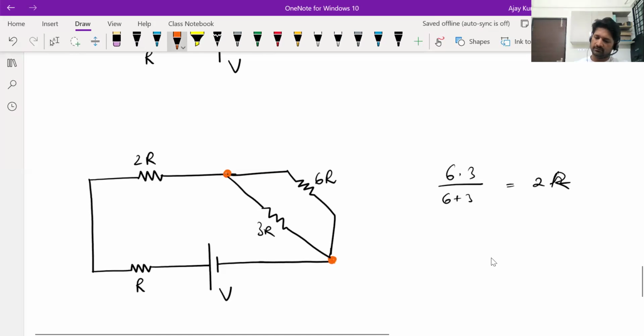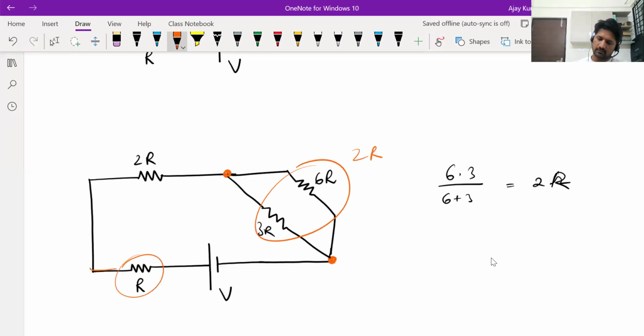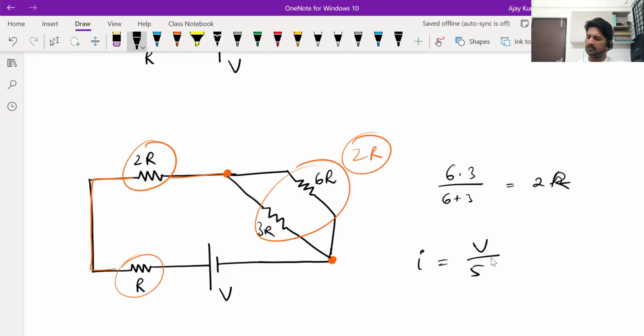Then you will see, if this whole thing is 2R, then this R, this 2R, and the current flows through that combination. This R, 2R and 2R, all 3 are in series. Effectively it becomes 5R. Okay, so the current becomes V divided by 5R.